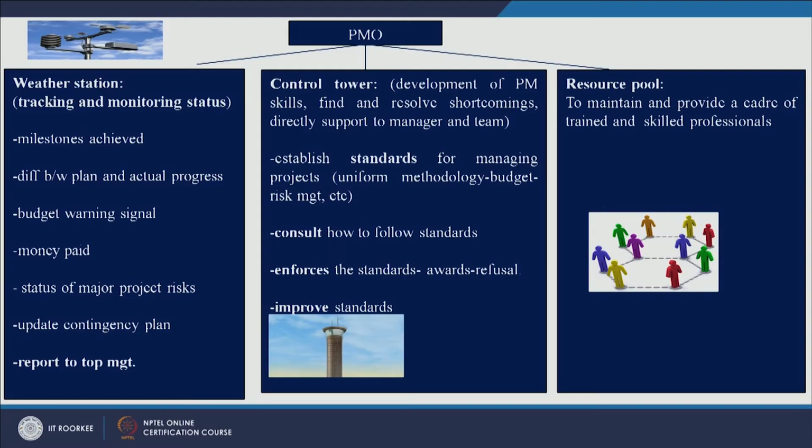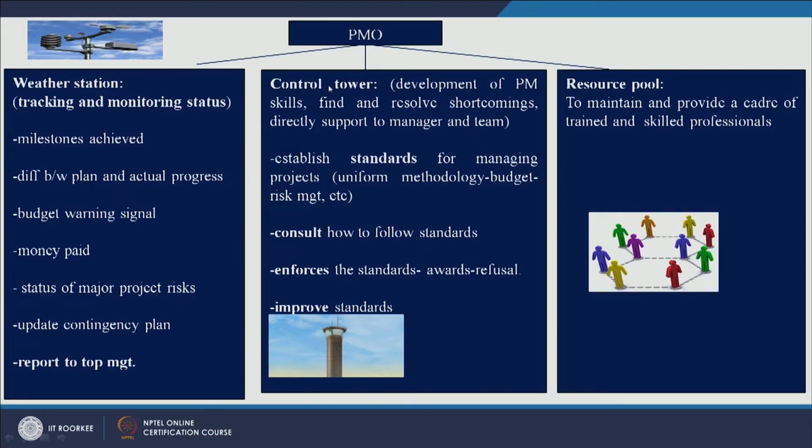Money paid, how much money has already been sanctioned. Then status of major projects, risk, and updating the contingency plan. Every project has different contingency funds. So how much of the contingency funds have been used and so on, and then report to top management.